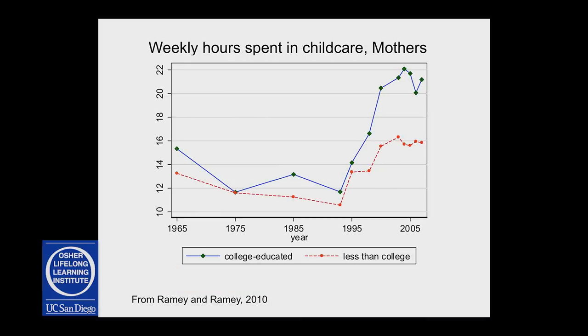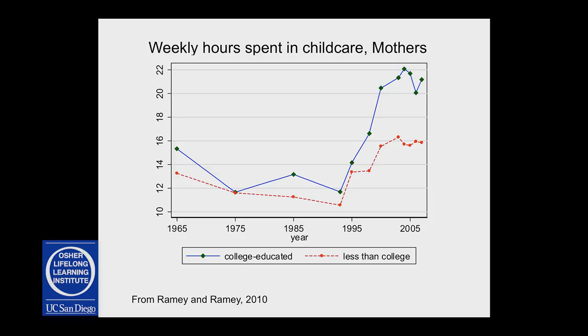So some work that I had done before with my husband, Gary Ramey, was a paper called The Rugrat Race. We looked at the time spent with children by parents. This one's mothers. We also see it for fathers. By the education level of the mother. Blue is college educated, which means college educated or more. And the red is less than college.